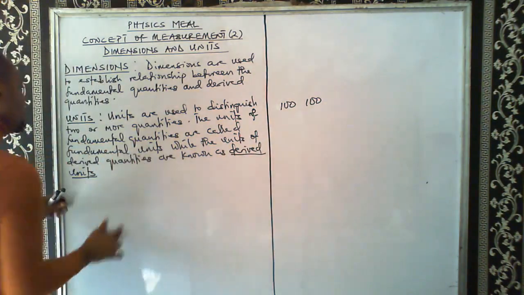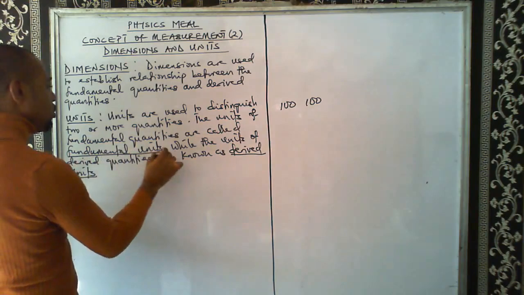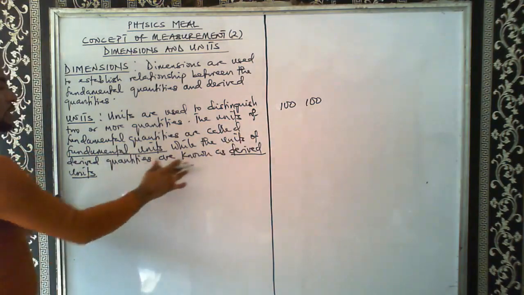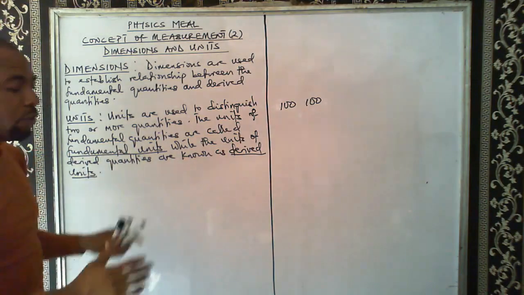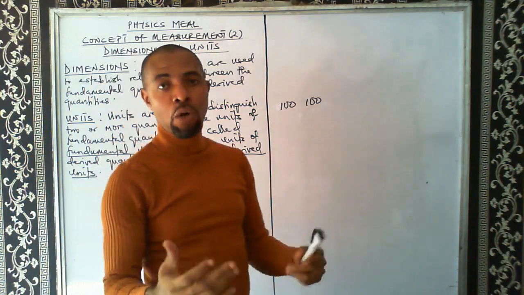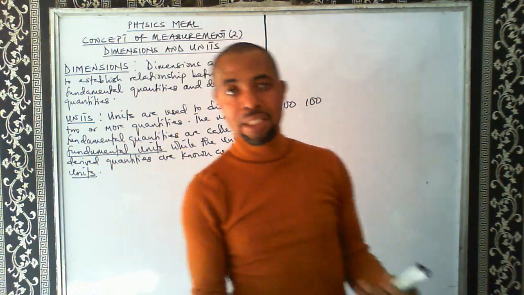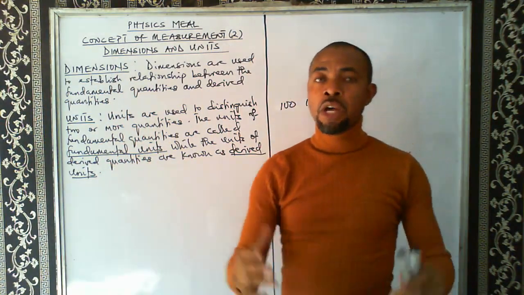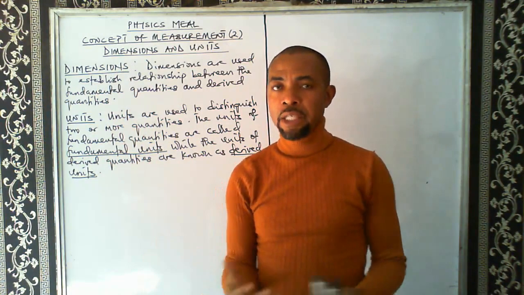So the units of fundamental quantities are called fundamental units, while the units of derived quantities are known as derived units. Now it's important to also note that all the units are based on the SI unit, the globally recognized system of units. So every unit we will use is based on the SI unit.